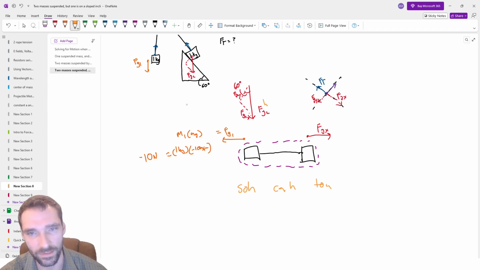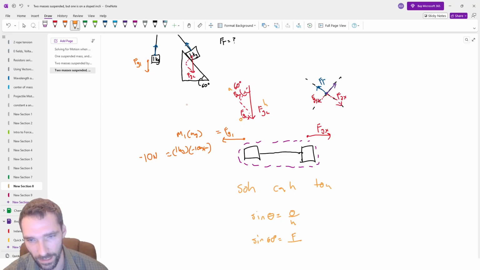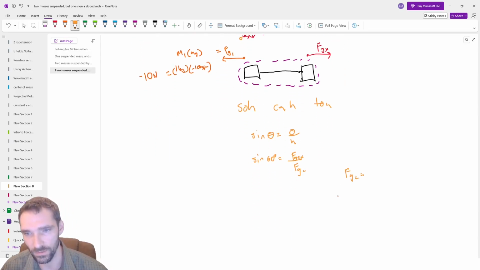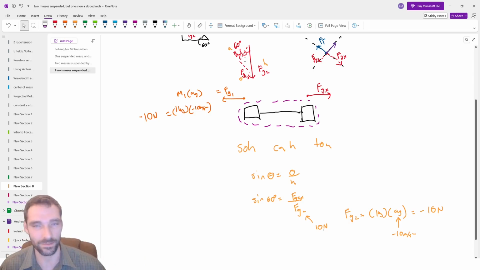So if we've got our trig function, this is our hypotenuse for 60, this is our opposite, and this is our adjacent. So if we go with sine of theta being opposite over hypotenuse, then we've got sine of 60 degrees being equal to F_g2x over F_g2. We know that F_g2 was equal to its mass, which I think was just 1 kilogram, times the acceleration of gravity, which we're going to go with a negative 10 meters per second squared. If we think about that in that regard, then this is a negative 10 newtons for F_g2. So if F_g2 is having a magnitude of 10 newtons, you could also think about this triangle being all positive values. That's okay. We still have the 60 degrees in that situation.